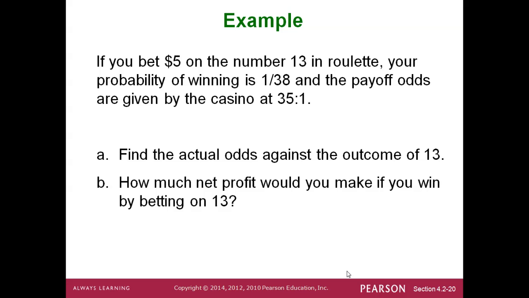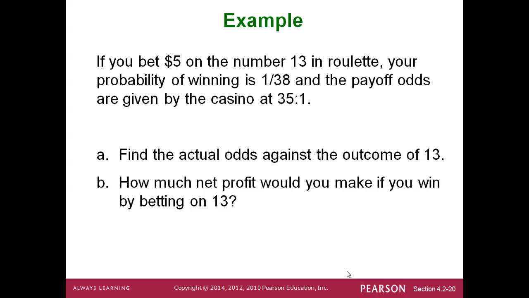Here's an example. You bet $5 on the number 13 in roulette. Roulette is the spinning wheel, spinning around. It's got numbers, black and red. You take a marble and throw it in there, and the wheel's spinning one way and the marble's going the other. Eventually it lands in a spot, and that spot's what you bet on. You can bet on red, you can bet on black, you can bet on a specific number.